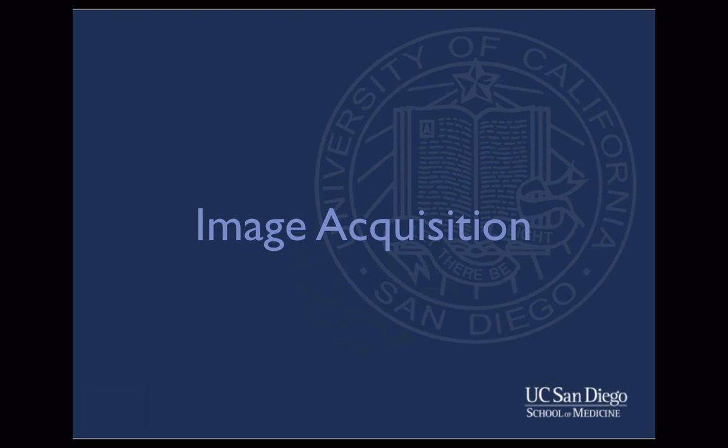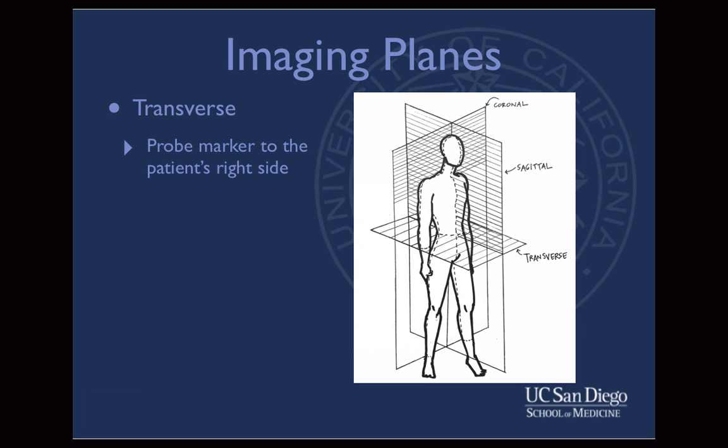We will now discuss image acquisition. There are 3 primary imaging planes in the body. First, the transverse plane is achieved by orienting the probe marker to the patient's right side.